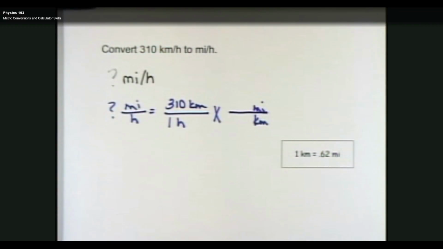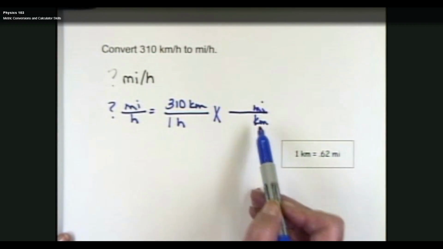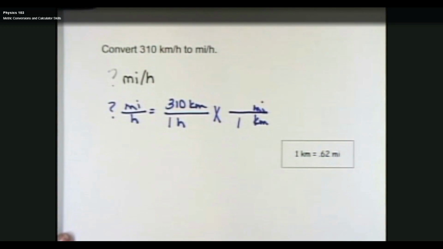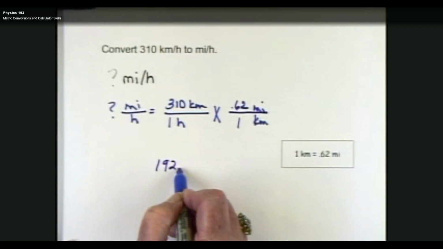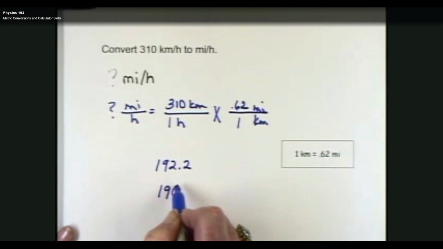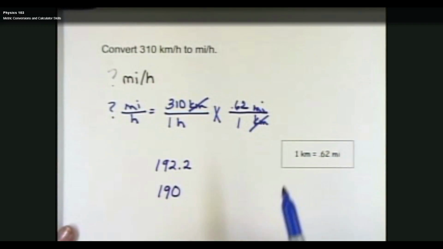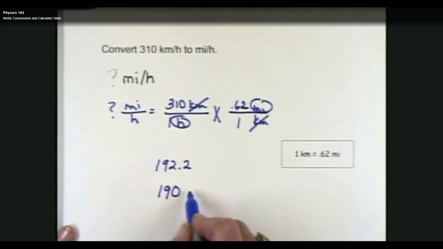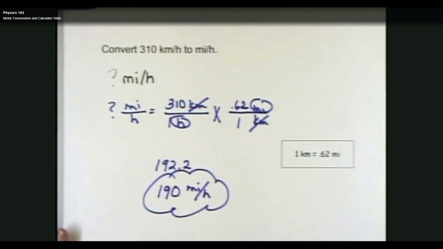So now all we have to do is plug in the numbers. The 1 goes where? With the kilometer. Right. And the 0.62 with the miles. That's exactly right. And when you plug the numbers in and calculate on your calculator, you would get what? 192.2. We're going to round that off to 2 digits, and don't worry about that. I'll show you why later. So we're going to make it 190, and our units, kilometers cancel out, our units are miles per hour, exactly the way we want. And so that's our answer. Good.